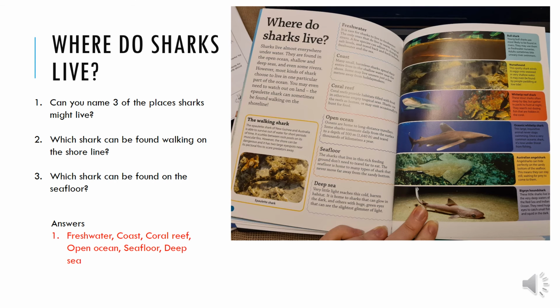So our answers. You can have any 3 of these 6. So we've got freshwater, coast, coral reef, open ocean, seafloor or deep sea. Number 2, the shark that can be found walking along the shoreline is the epaulette shark. And number 3, a shark that can be found on the seafloor is the Australian angel shark.